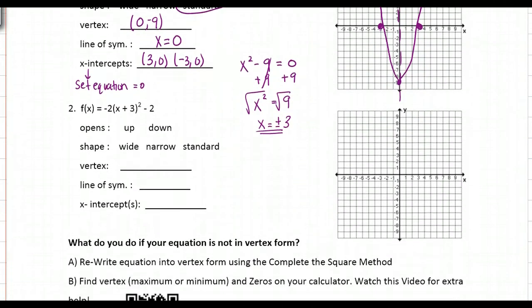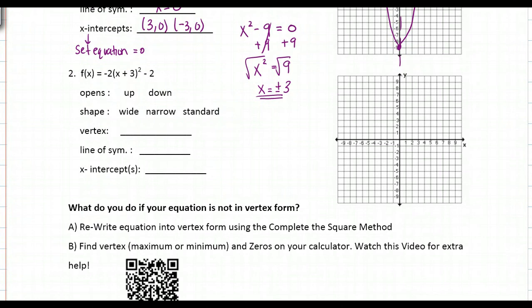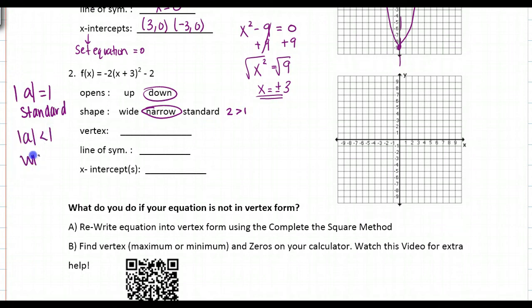All right, let's move to number 2. So in front, I see a -2. So I see that it opens down. And this 2 also tells me something, that my graph will be narrow because 2 is bigger than 1. Now, you'll see, which is always true, if the number in front, a, well, the absolute value equals 1, it's going to be standard. If it's less than 1, it's wide. If it's greater than 1, it's narrow. And since 2 is greater than 1, it is narrow. And we can all agree at the end, I'm sure, when we see the graph that it's narrow.